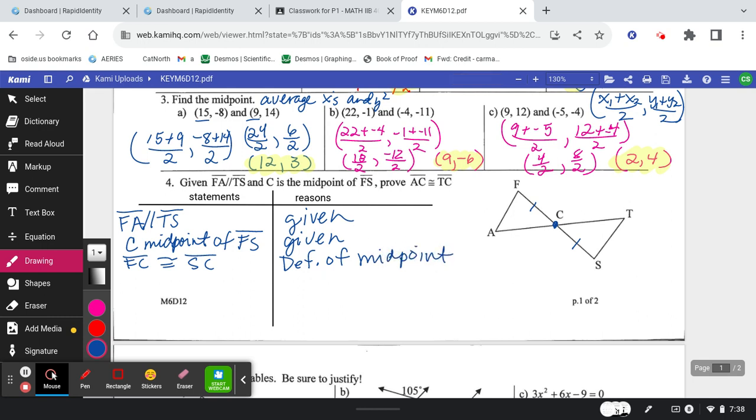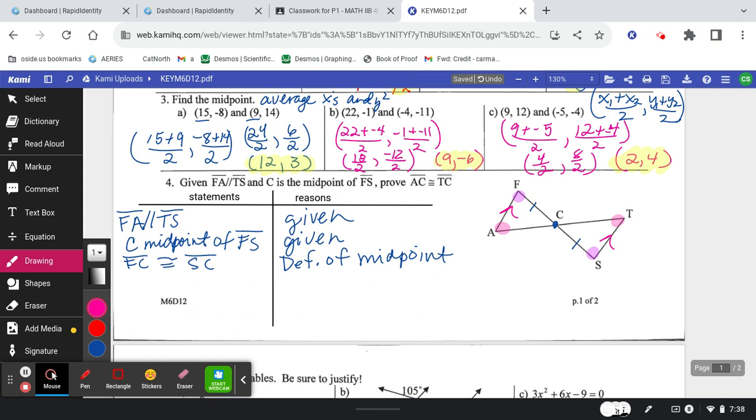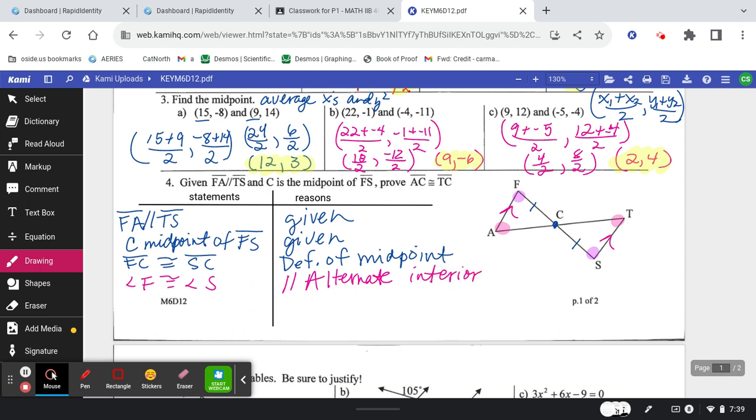Okay, what else do I have from the other given? I was told that these two lines, FA and TS, are parallel. And you guys know that if I give you parallel lines, it's definitely an angle relationship. Do you want to do F and S? Or do you want to do A and T? Both of those are alternate interior angles that are equal. So I guess I'll just do F and S. Angle F is congruent to angle S by parallel lines mean alternate interior angles are equal.